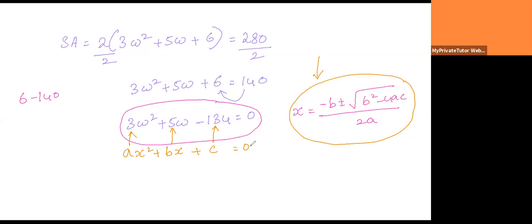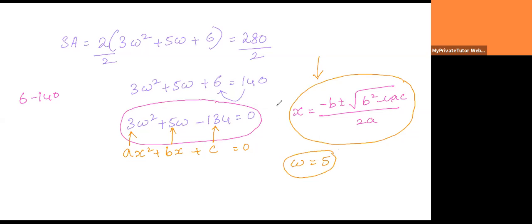If we substitute these values into this formula, we'll get the value of x. Here x is nothing but w. So we'll get two values, but we need to consider the positive value here. So that is the value of w. I think I will give the answer here directly.